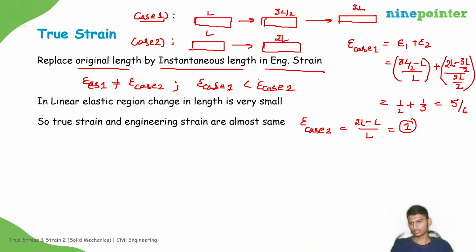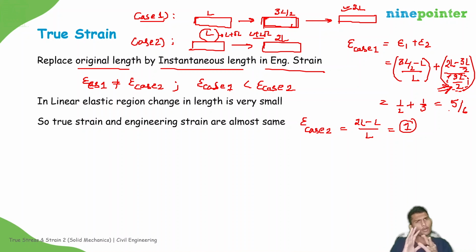See, in case 2 we directly consider the initial length L. First it goes to L plus delta L, then we also consider L, and L plus 2 delta L, then also we consider the original L as the initial length. But in case 1 we consider the original length as 3L by 2 for the second step, right? So there is the difference, because here the original length 3L by 2 is playing the game. If we took this as L only, we should have got 1, right? So the difference is 1 by 6 here, and the deformations are large.